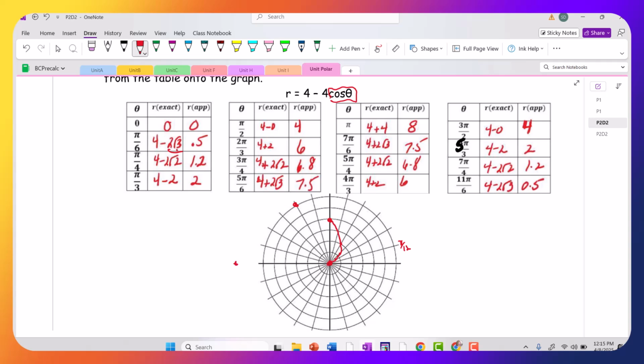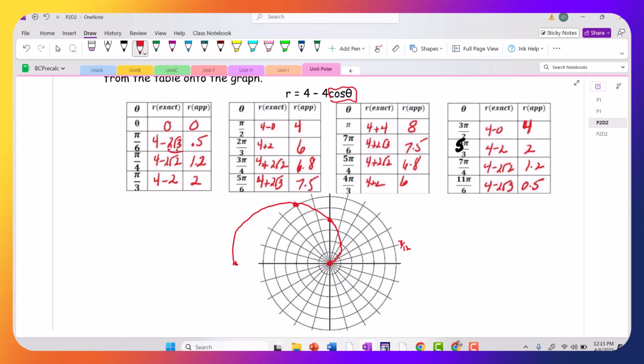So then it continues out and bubbles out to this high point right there. That is as far as it can get away from the origin. What's 4 plus 4? 8. So that's why that is 8 out, and that's the max it could possibly be.